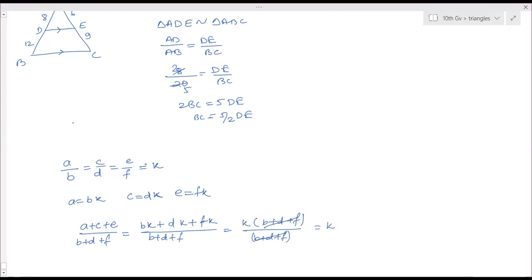This is what I've told right now, proved. These are the ratios of sides, if they are equal, and if we consider the ratio as K, then the ratio of the sum of the sides is also K. This means A plus C plus E by B plus D plus F is equal to A by B. Clear what I tried to prove?